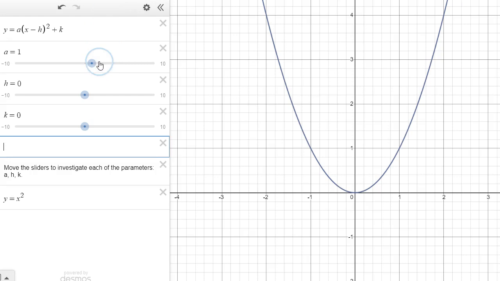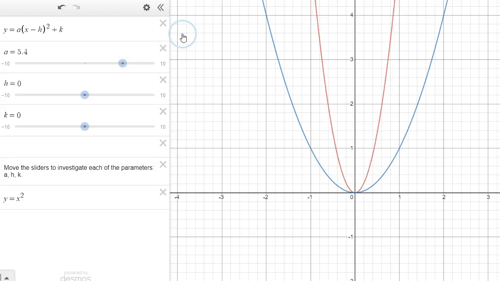Now if you start changing the numbers, I want to see what happens when the a value gets big. So as I move the slider to see the a value get larger, I can see that the graph gets narrower and narrower. And this is because, like I said, it's growing faster. So now instead of moving over 1, up 1, it's actually moving over 1, up 5.4. So over 1, up 5.4 off our graph. And that's what's making it really narrow.